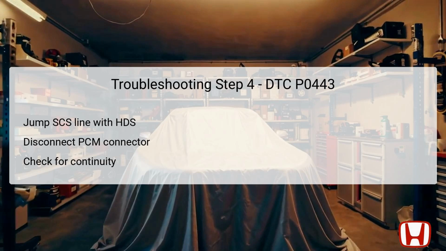With both the EVAP Canister Purge valve connector and PCM connector disconnected, check for continuity between the valve connector number 2 and body ground. This allows for a comprehensive evaluation of the wiring integrity. If continuity is established, it suggests the wiring is intact. However, if no continuity is found, it indicates a potential short circuit in the PCS wiring, necessitating repairs.